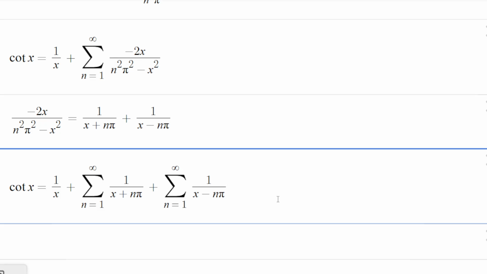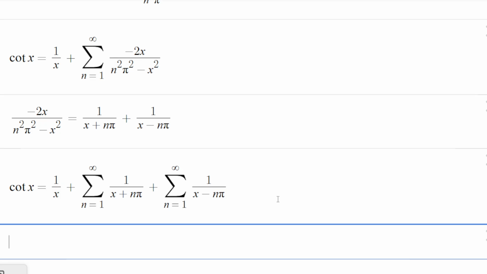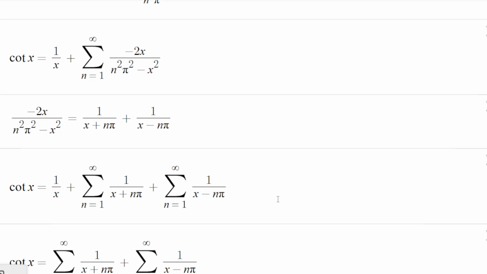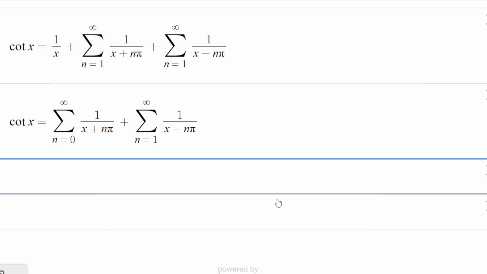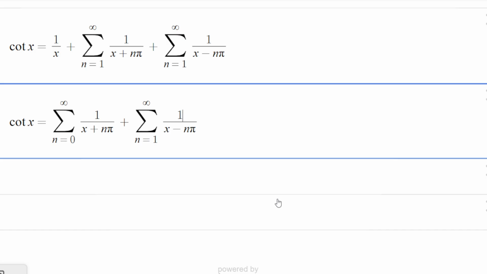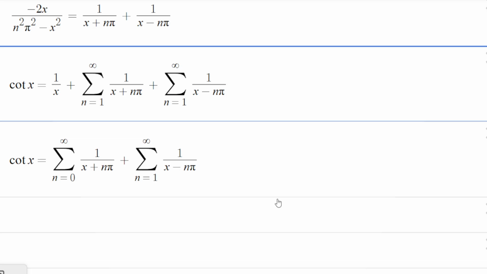All right. So now we have cotangent x is just equal to this. Well, we're looking for cosecant squared x, so it makes sense to take a derivative on both sides again. Because if we take a derivative of cotangent x, we get negative cosecant squared. There is one more step that I forgot.